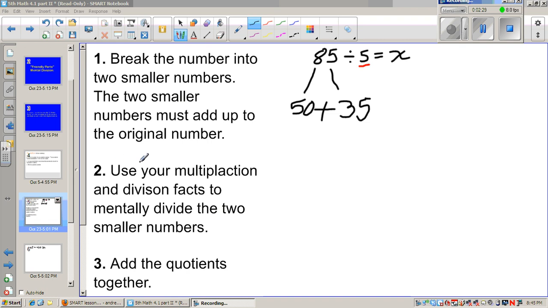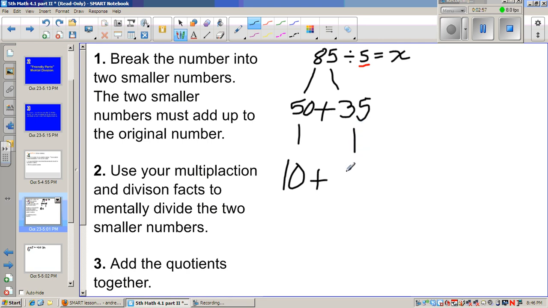The next step is to use my multiplication and division facts to mentally divide the two smaller numbers. So I'm going to divide both of these smaller numbers by my divisor, which is 5. 50 divided by 5 is 10, we talked about that before. I'm going to keep that plus sign because the last step is to add them together. And 35 divided by 5, I know my 5's facts, so 35 divided by 5 is 7, because 7 times 5 is 35.